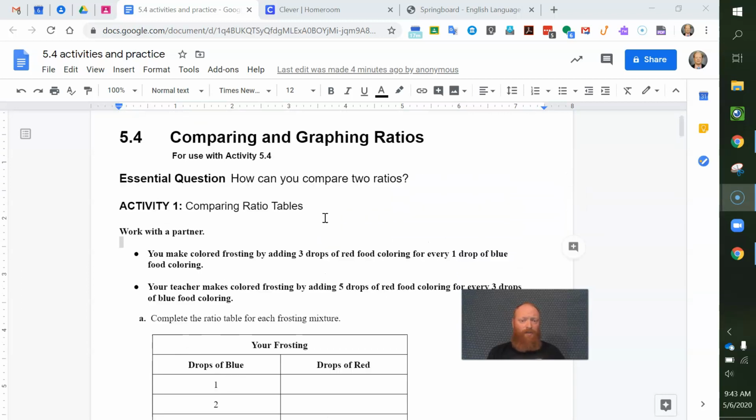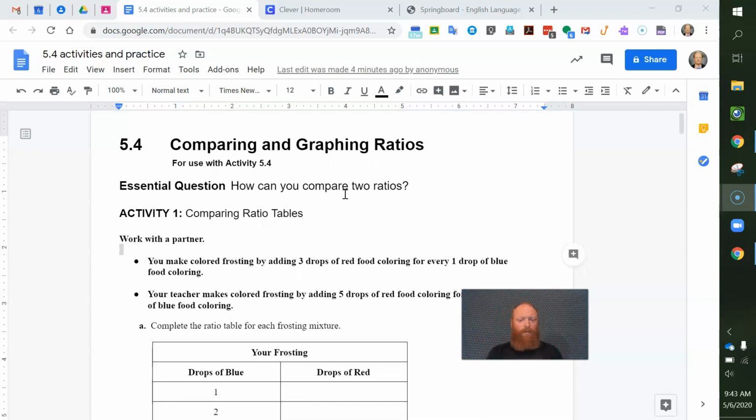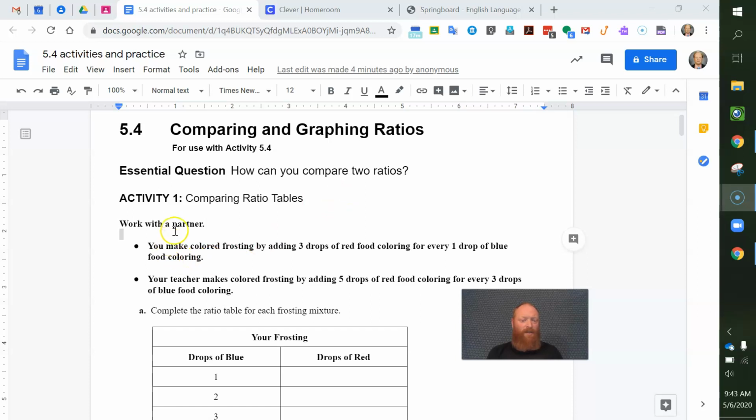Okay, so as we remember from last time, ratios are comparing two things, like rates, like miles per hour, okay? And so we're making comparisons between two different things. And here it says, work with a partner.